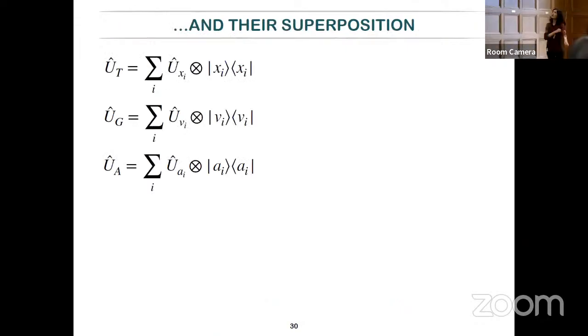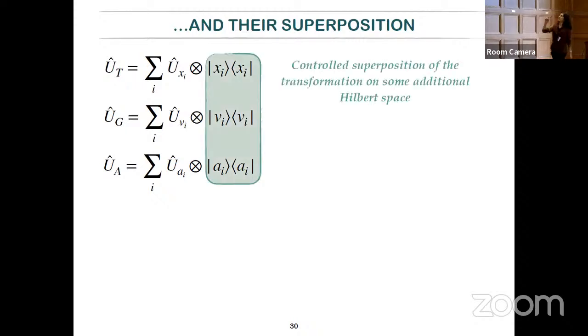So we have, we call them superposition of translations, superpositions of boosts, and superposition of accelerated reference frames. And the structure is, for all three of them, the core of the transformation, so on the left-hand side, is an operator that acts on the quantum system, what usually is the only thing that you have. And this is the standard transformation, like the standard translation operator, the standard boost operator.